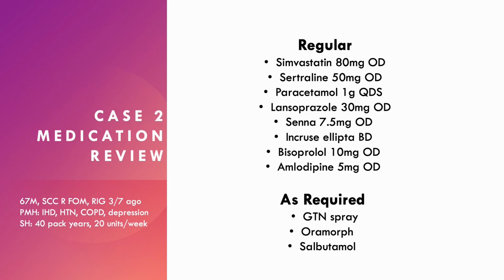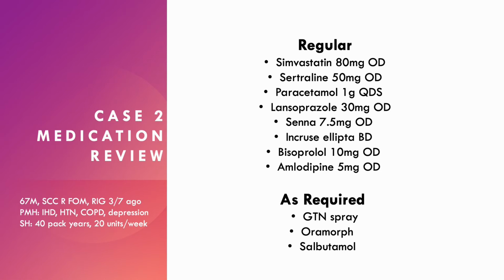So you carry out a medication review. You look at the patient's regular medications: simvastatin 80 mg once daily, sertraline 50 mg once daily, paracetamol 1 gram 4 times a day, lansoprazole 30 mg once daily, senna 7.5 mg once daily, Inhixa twice daily, bisoprolol 10 mg once daily, amlodipine 5 mg once daily, and as required, GTN spray, Oramorph, and salbutamol.